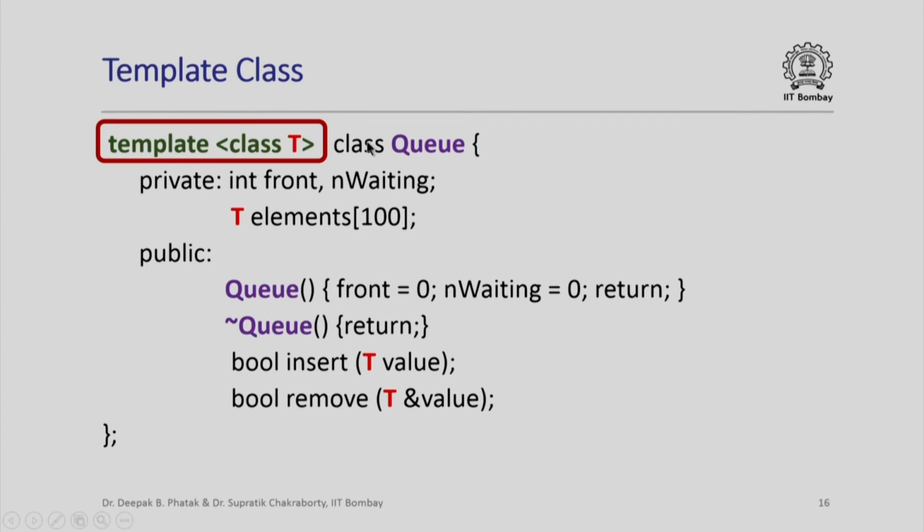Note that here I have basically defined the class queue as I had done earlier, except that I have used a generic type T for denoting the type of elements in the queue, and I have prefixed the definition of the class queue with template <class T>. So this is what says that this is a template class, and the templatization, the generic data type that I am using, is with respect to this class T.